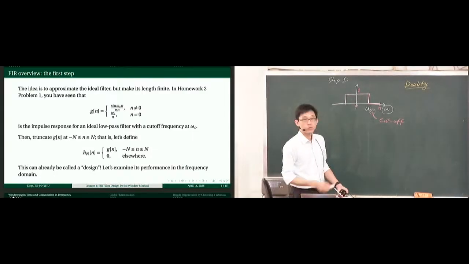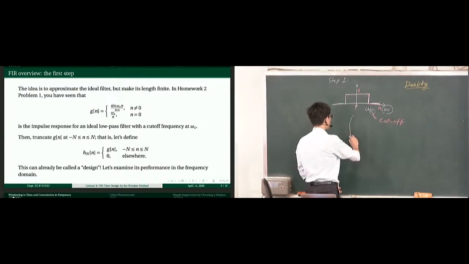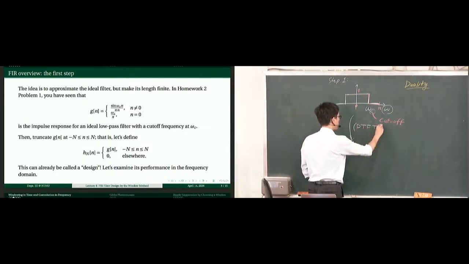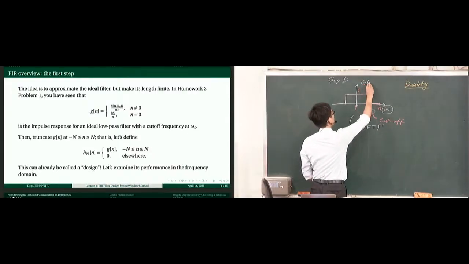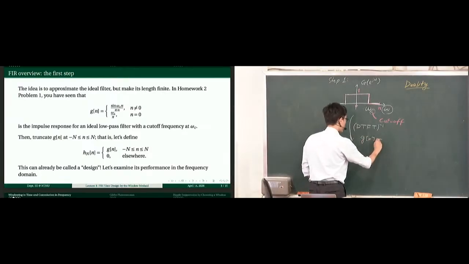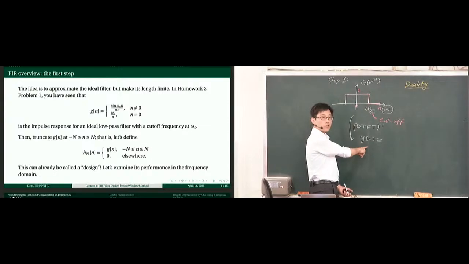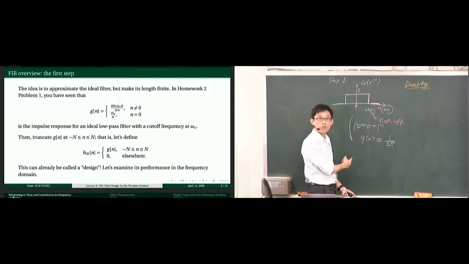Very soon you realize that this cannot be implemented, and the reason is this. Allow me to denote the ideal low-pass behavior in the frequency domain as G(e^{jω}). We can take the inverse DTFT and obtain a closed-form expression of the impulse response in the time domain, by applying the definition of the inverse DTFT.